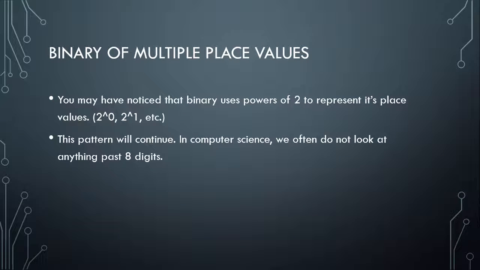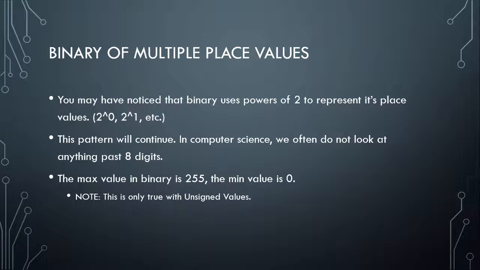This pattern continues. However, in computer science, we often don't look at anything past 8 digits. And the reason for that, if you remember, is that each of those digits is one bit of information. Each bit is a 0 or 1. And if we have 8 bits, we construct 1 byte. So the max value, therefore, in binary is typically 255. If you were to put a string of 8 bits out, all ones, you'd have 255 if you were to add everything up.